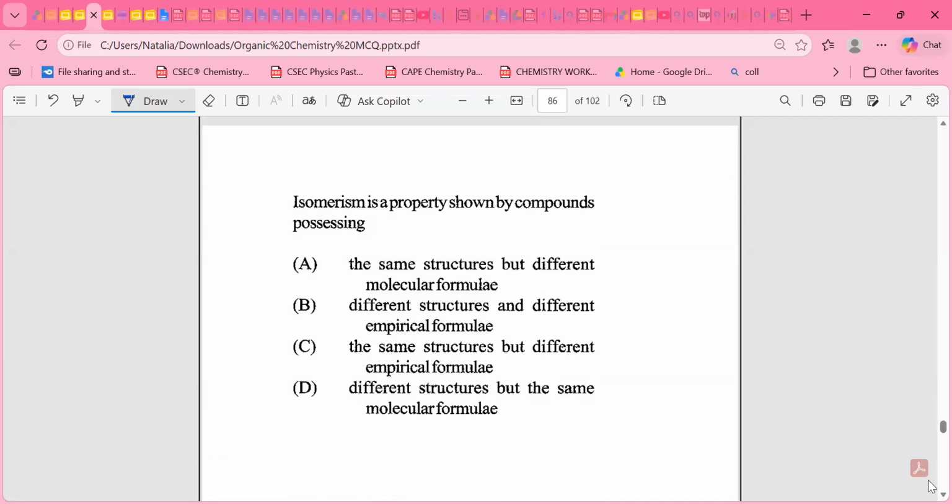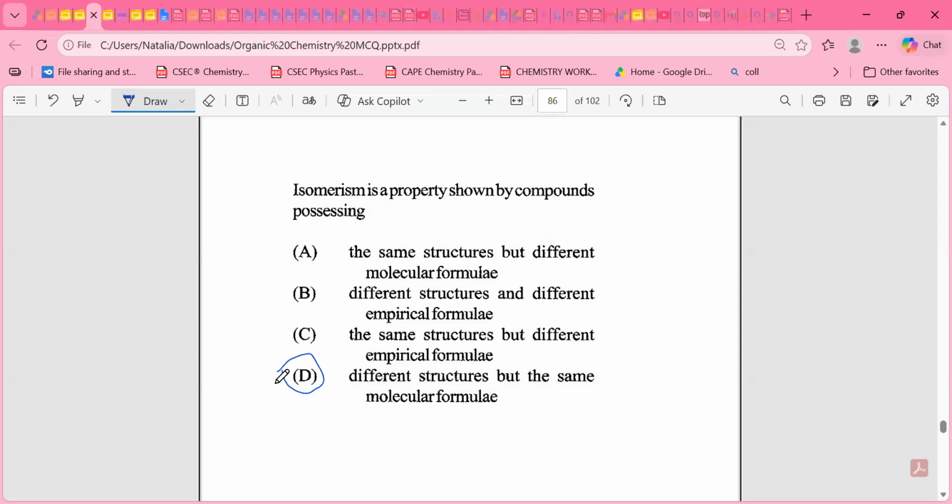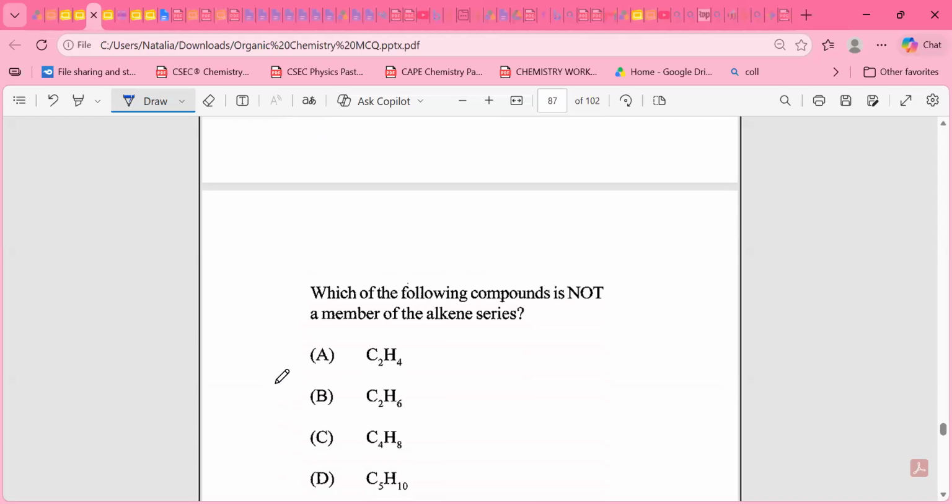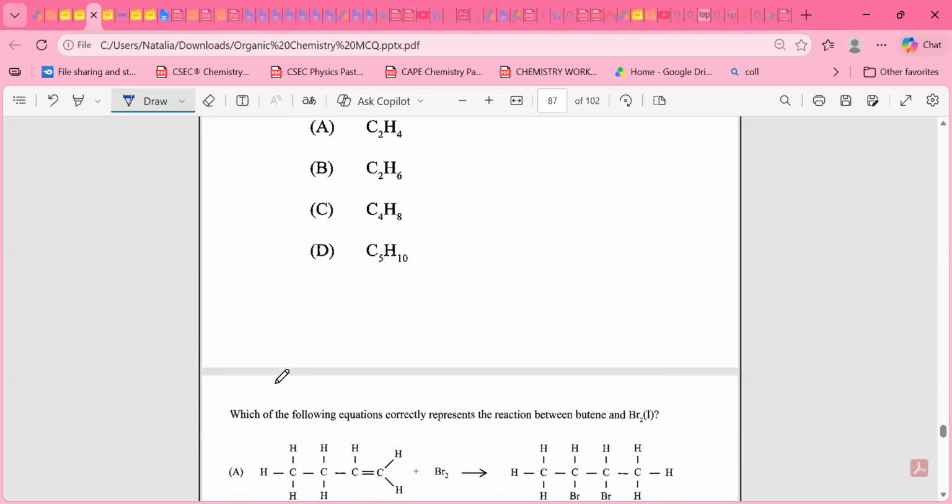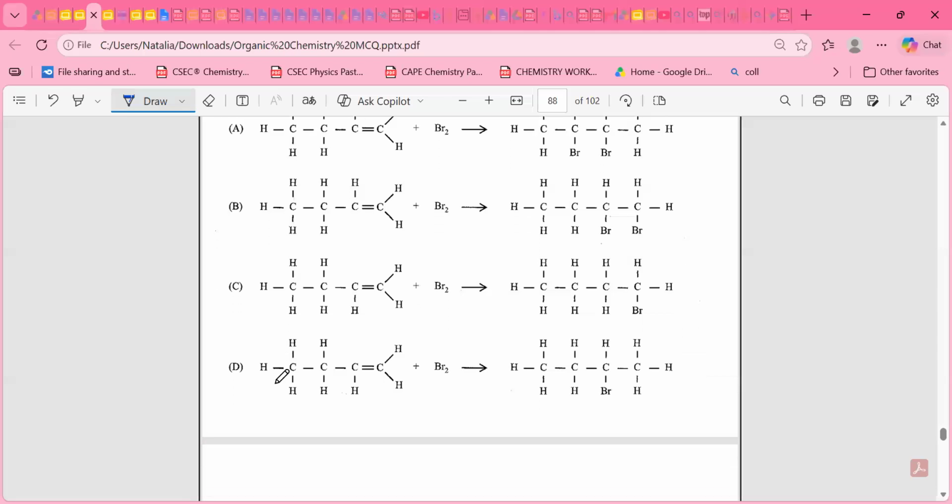Isomerism is a property shown by compounds possessing what? D. Isomers have the same molecular formula, different structural formula. Different structure, same molecular formula. Which of the following compounds is not a member of the alkane series? We did this already.